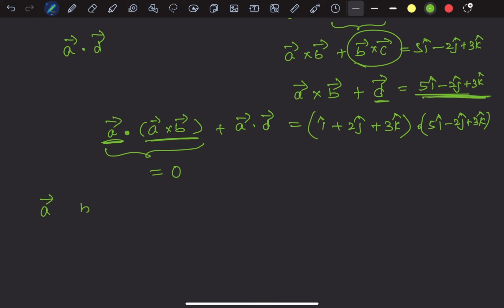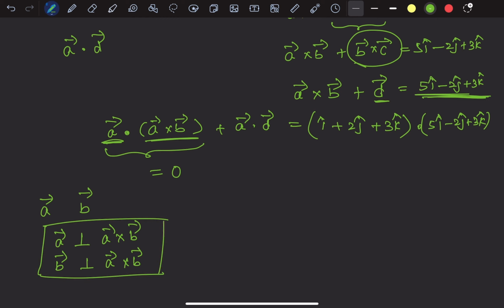So when you have two vectors A bar and B bar, A bar will be perpendicular to A bar cross B bar. B bar will be perpendicular to A bar cross B bar. So you should always remember these things. Alright. So this dot product is 0.